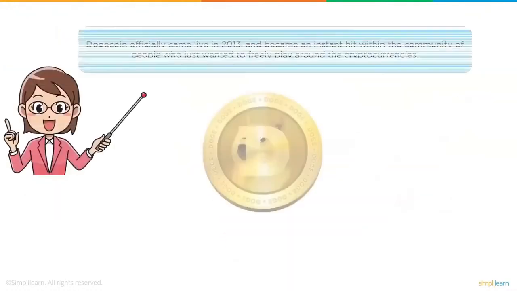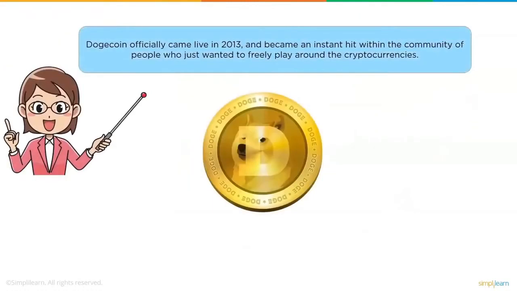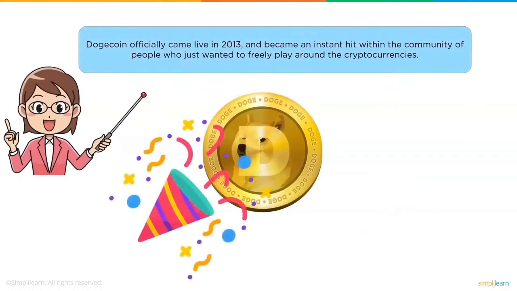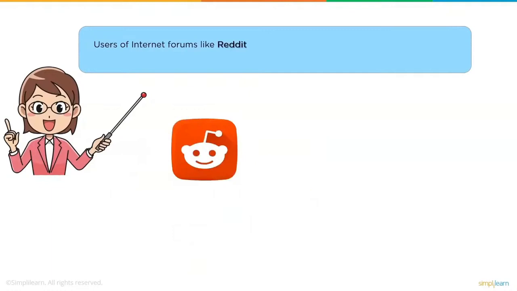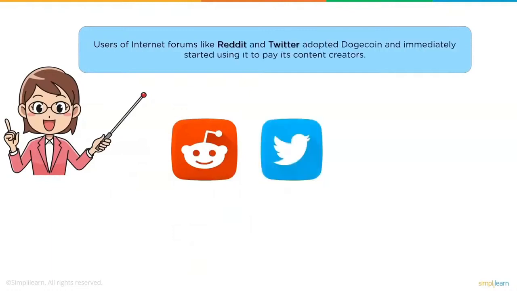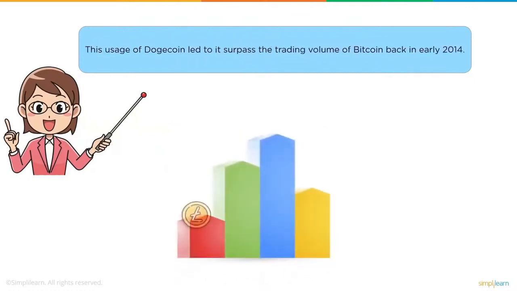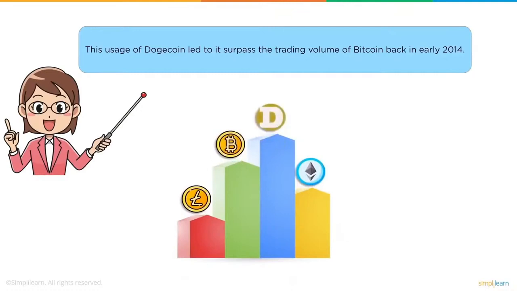Dogecoin officially came live in 2013 and became an instant hit within the community of people who just wanted to play around with cryptocurrencies freely. As I said earlier, Dogecoin was intended to be a joke, but content creators very well received it. Users of internet forums like Reddit and Twitter adopted Dogecoin and started tipping their content creators. This usage of Dogecoin made it surpass the trading value of the other cryptocurrencies, specifically Bitcoin, in 2014.